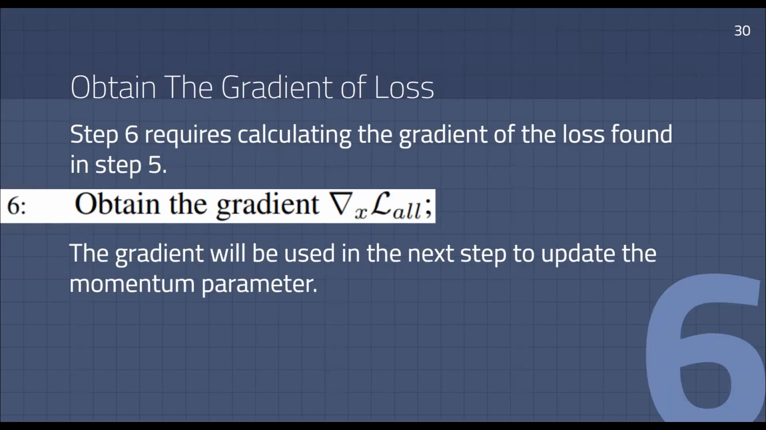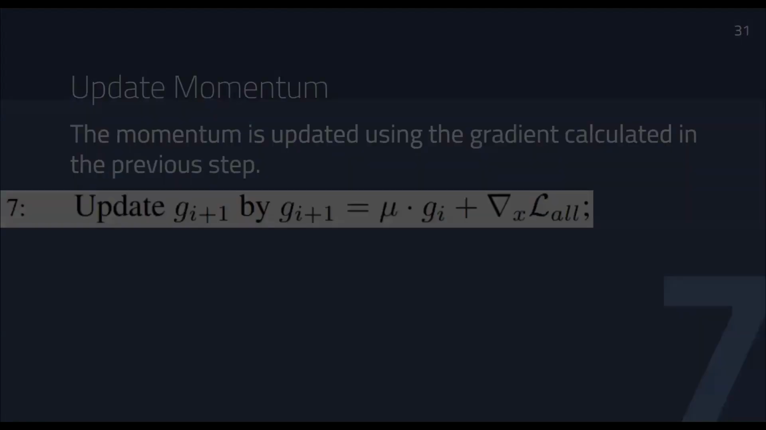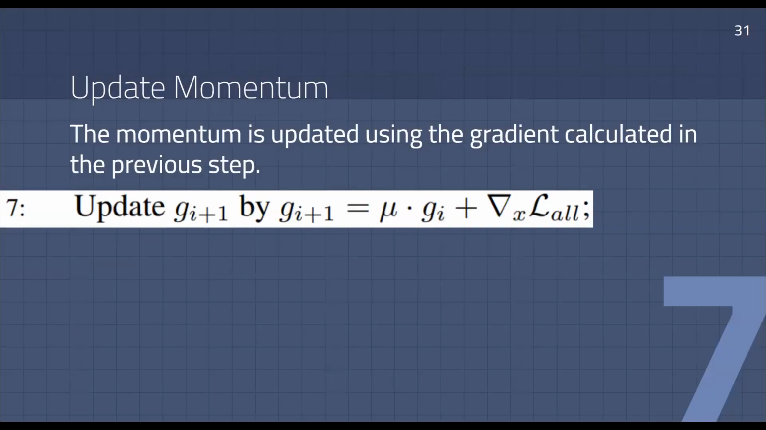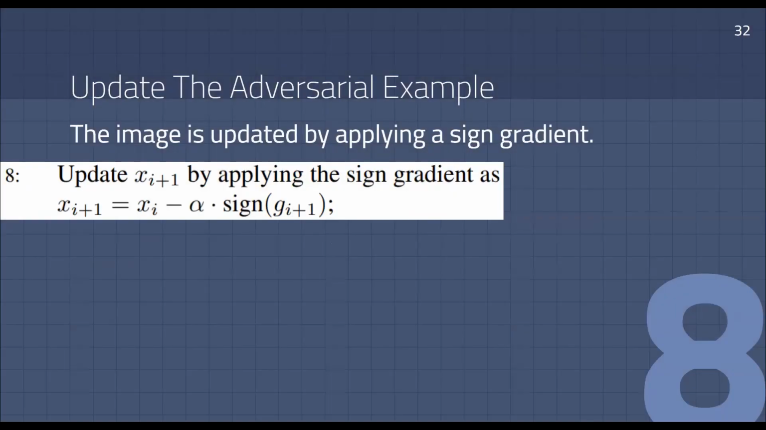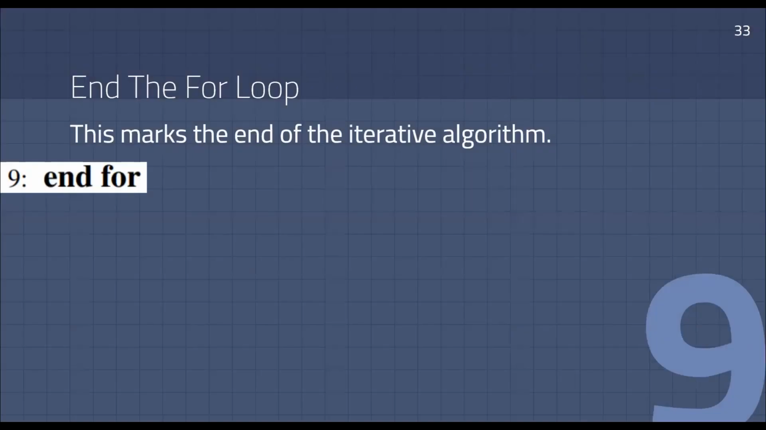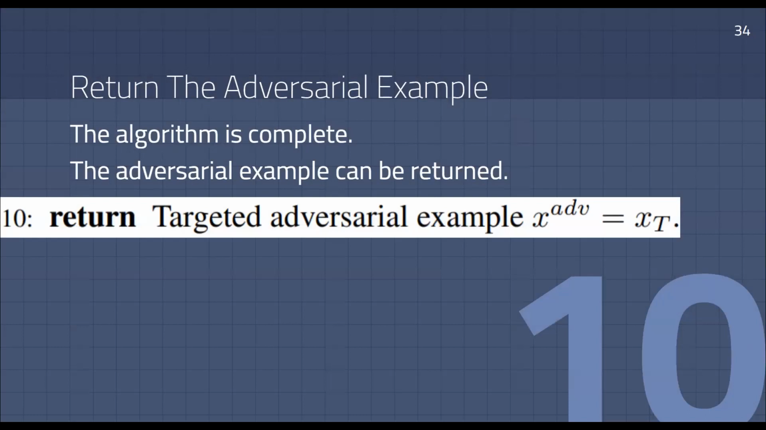Next step, we just calculate the gradient of the loss function. And using the gradient from the last step, we update the momentum. And then to update the image, the perturbation is made in the direction of the momentum times the step size alpha. And that's the end of the iterative part of the algorithm. So after all 20 iterations, the adversarial example is complete.